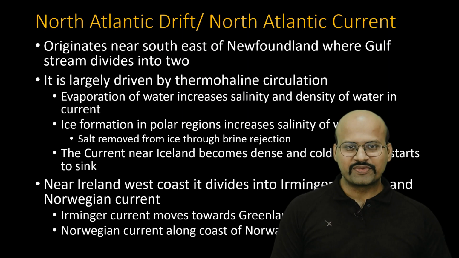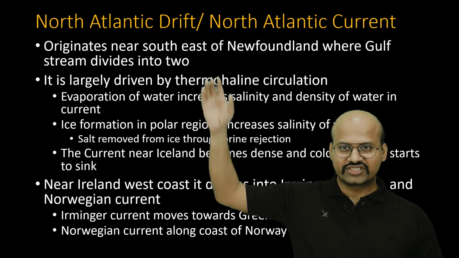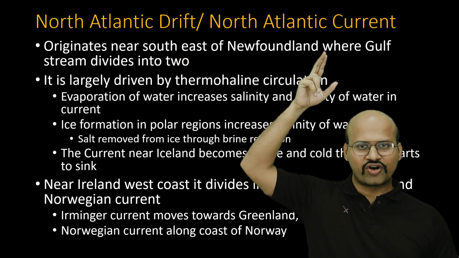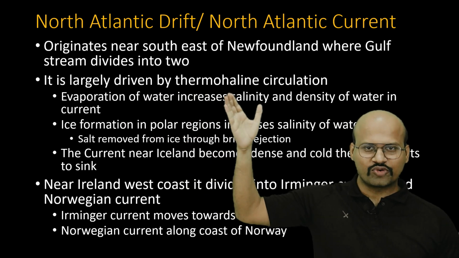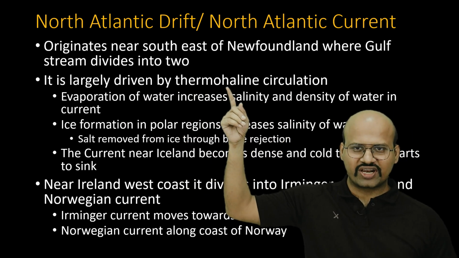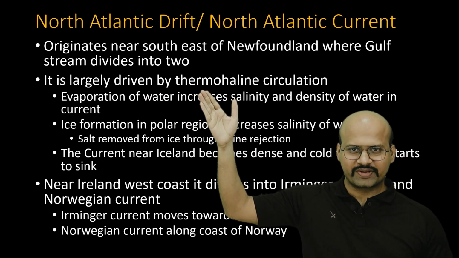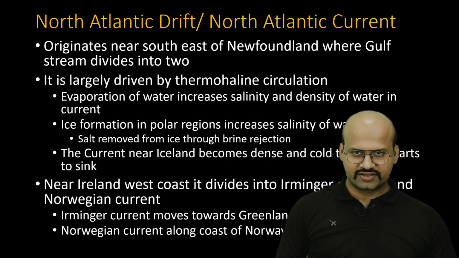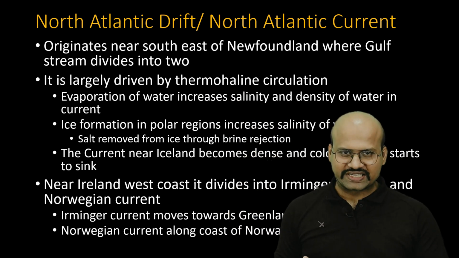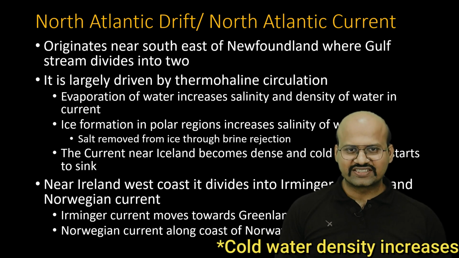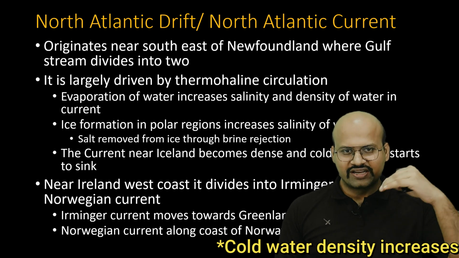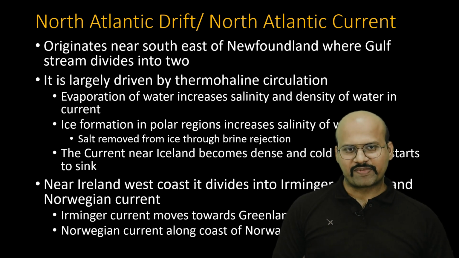So here is the summary of North Atlantic Drift. It originates near southeast of Newfoundland, where Gulf Stream divides into two. It is largely driven by thermohaline circulation. Thermohaline means thermal, that is temperature based, and haline means salinity based. So remember, when this water reaches the higher latitudes, it becomes cold. So its density also increases.